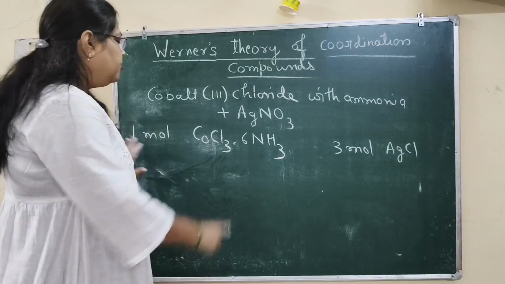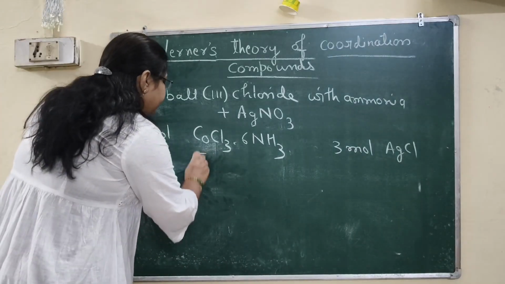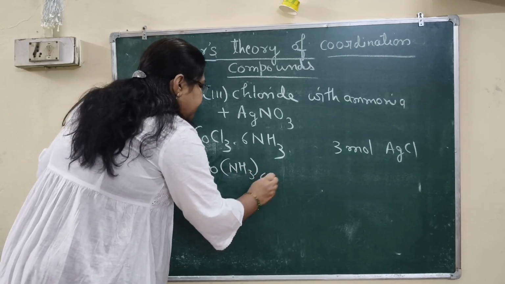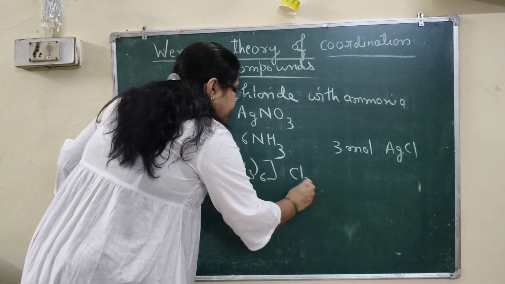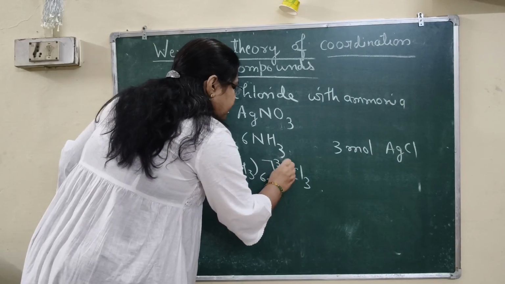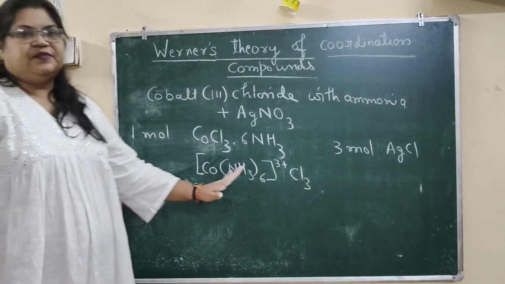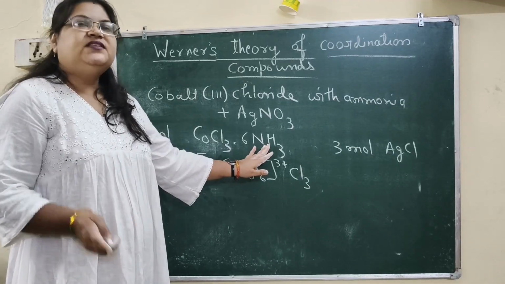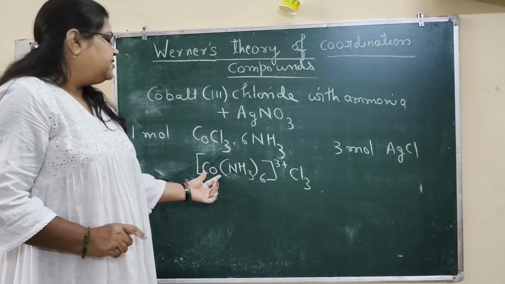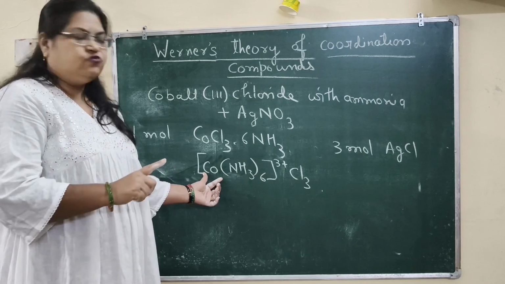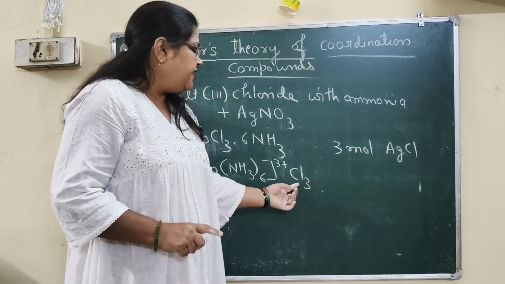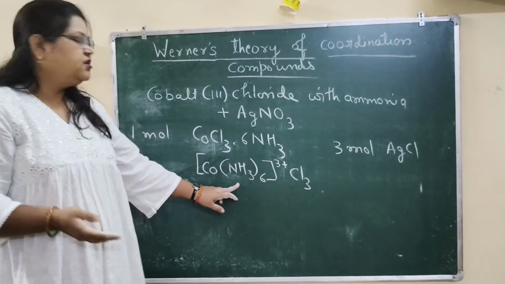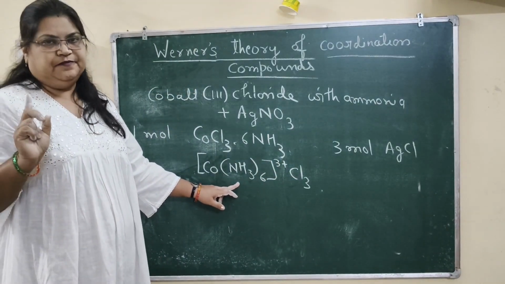Now we will make its formula. Formula of the coordination compound इस तरह से होगा, [Co(NH3)6]Cl3, with 3+ charge. There is no change in the 6 NH3 molecules. It means this is the secondary valence of the central metal ion. And these 3 chloride ions are the primary valence. They are ionizable, while the NH3 is non-ionizable.